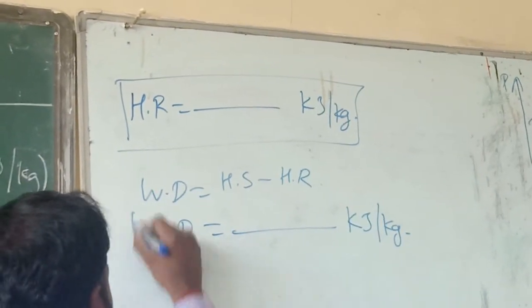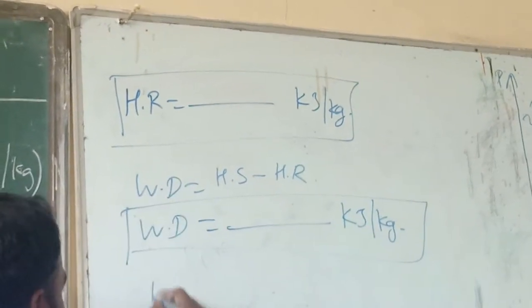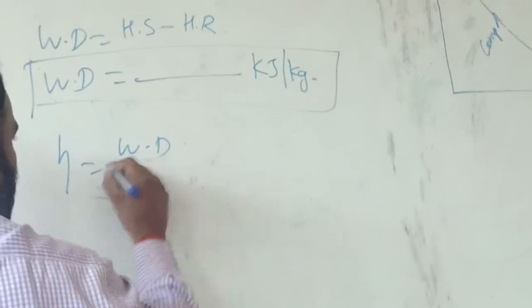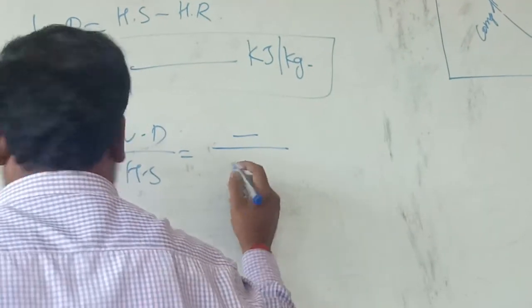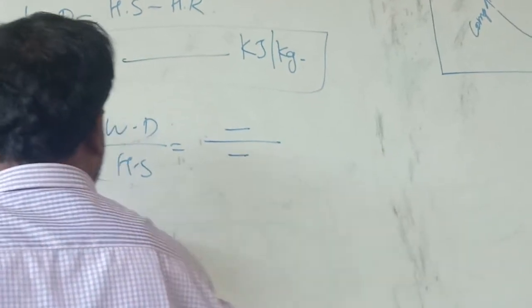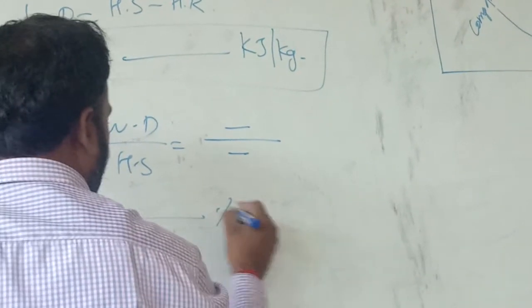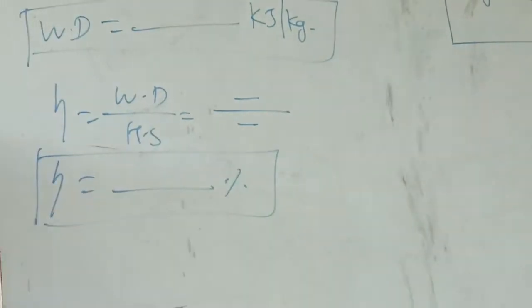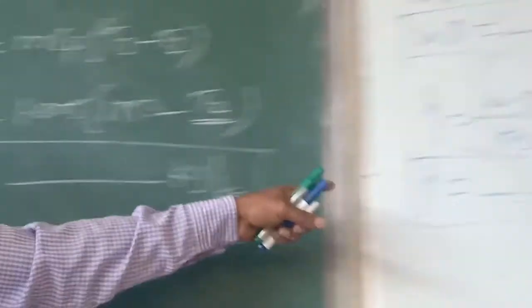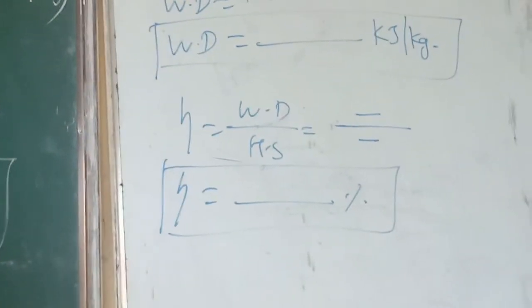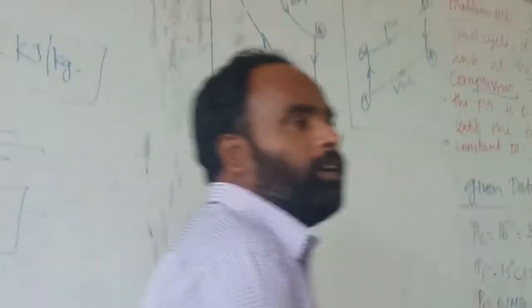Work done also I have calculated. Then I can substitute in the equation efficiency equal to work done by heat supply, where work done and heat supply have been calculated, then efficiency we get in terms of percentage. See, work done I calculated here, and heat supply already I have calculated here. By using this, you can find the efficiency. And what is the fourth question? Fourth question, you need to calculate the mean effective pressure.